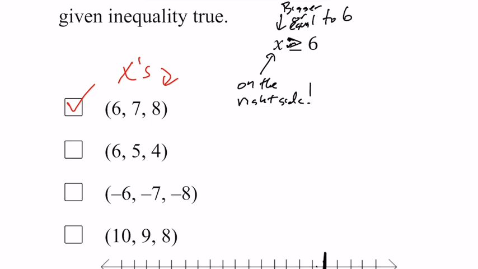Let's do the next one. Let's do 6, 5, and 4. No, 4 is not bigger than 6. Because again, you're doing bigger than or equal to 6. Yeah, that does not work. So that didn't work. Okay. So let's go to the next one. -6, -7, -8. Is that bigger than 6? All those negative numbers. No, those do not work either.